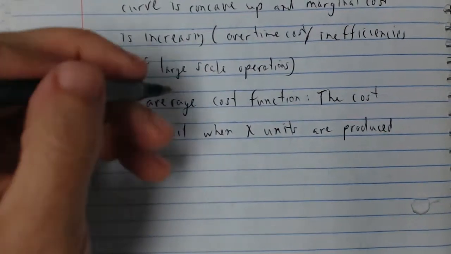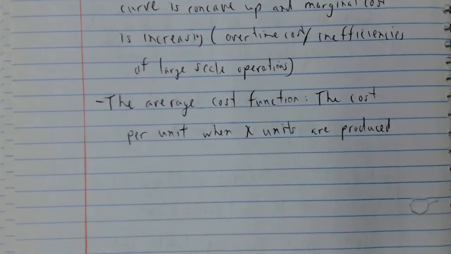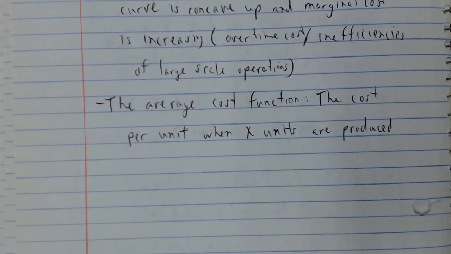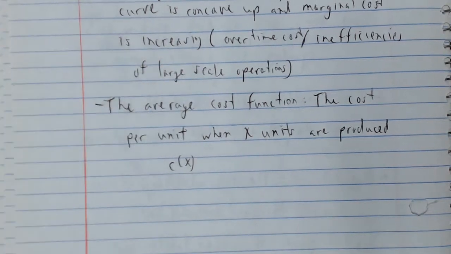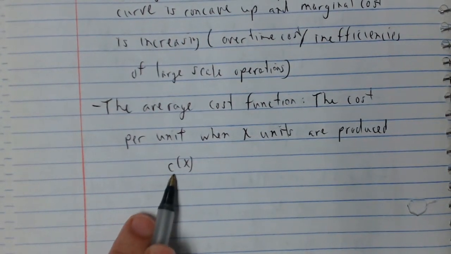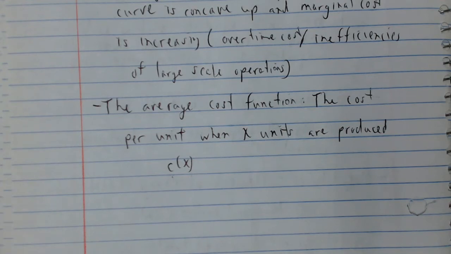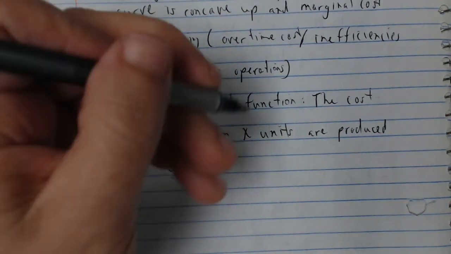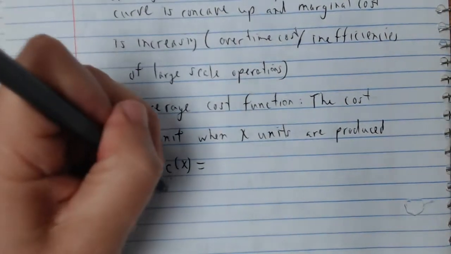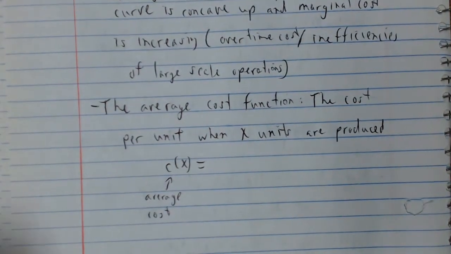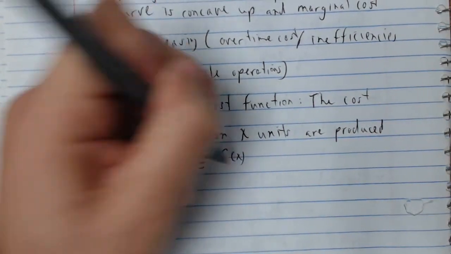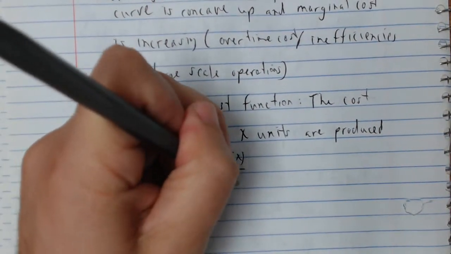And I'm sure you could even come up with the formula for this, because if I'm trying to find the cost per unit, what do I need? We take the entire cost divided by however many units we produce, and that'll give us the average cost per product. So I'm going to stay consistent with the book. The lowercase c of x, so capital C is our cost, lowercase we're going to use for average cost. So average cost equals the total cost divided by however many units.